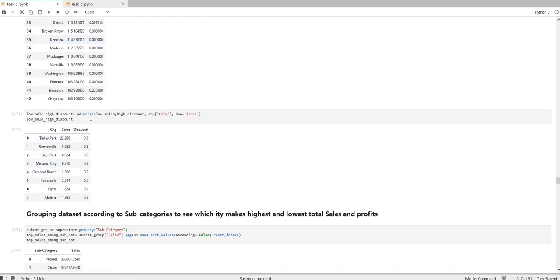Here is the low sales with high discount. We can see that Tinley Park has high sales with a discount of 60%. Romeoville has sales of $8.95, which gives an 80% discount.